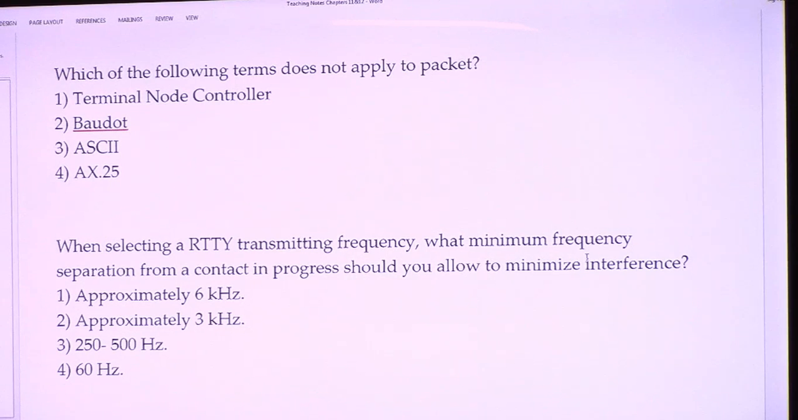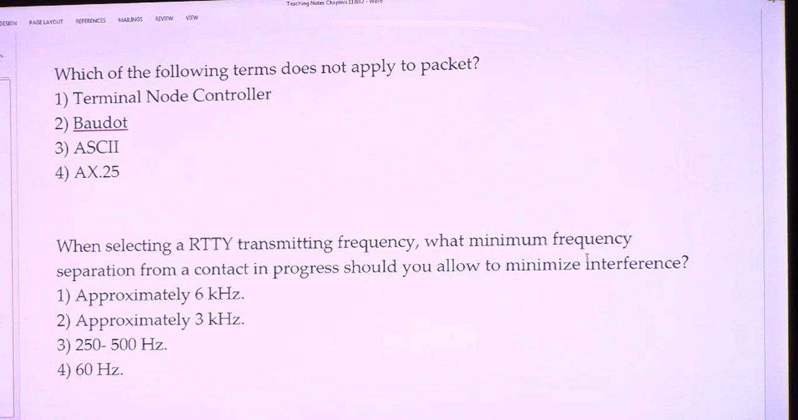When selecting an RTTY transmitting frequency, what minimum frequency separation from a contact in progress should you allow to minimize interference? Well, now you have to know how many hertz the RTTY shifts up. It's always on mark. How many hertz does it shift up to give the space? 170. So which one do you think, if you're going to not interfere with it: 6 kilohertz, 3 kilohertz, 250 to 500 hertz, or 60 hertz? Which one would you use?